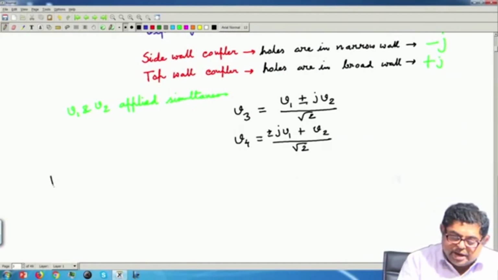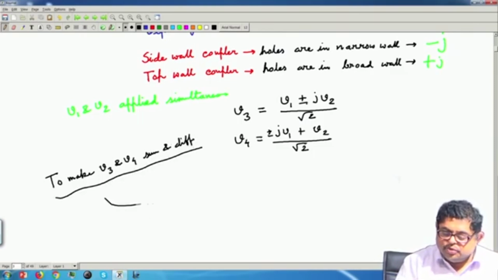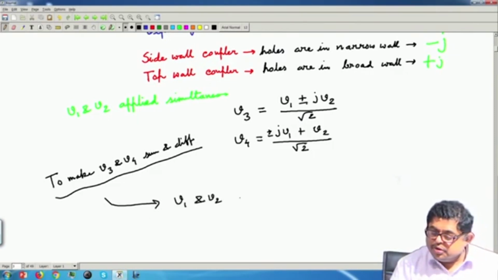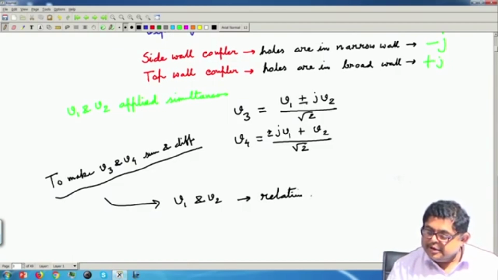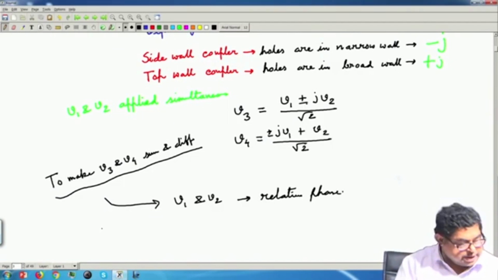So, to make V3 and V4 a sum and difference type of thing, what do we need? We need that V1 and V2 should have a relative phase between them. We will see one or two choices.